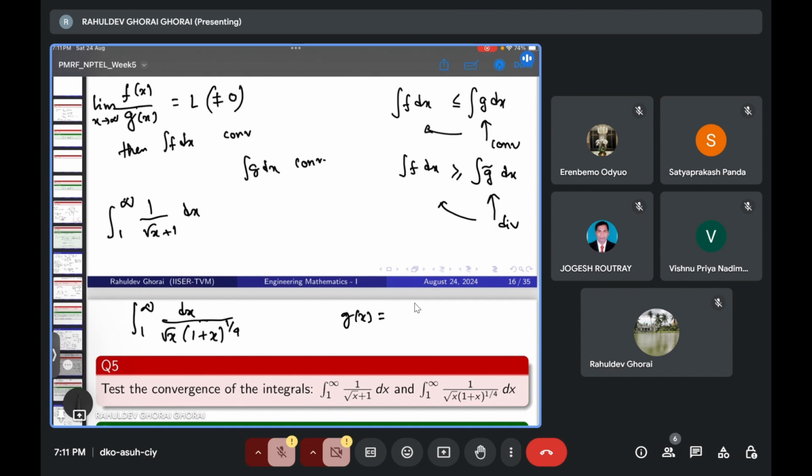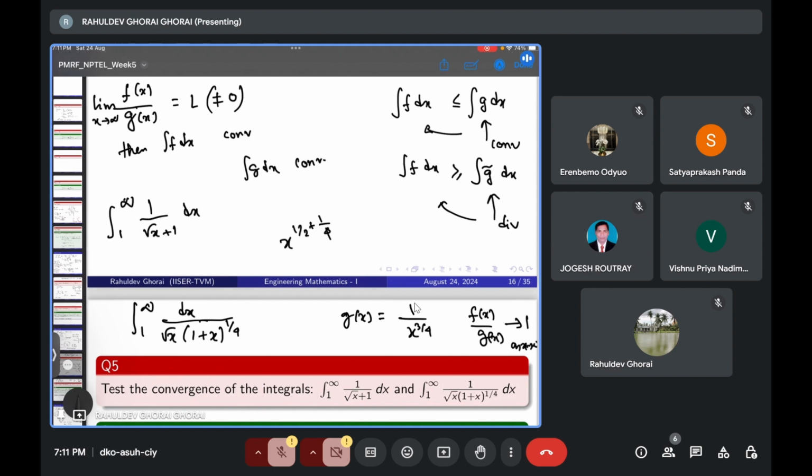Okay, so did you find the g(x) function? No. What will be the g(x) function? Similarly, the power is x to the power half and x to the 1 by 4. So it's 1 by half plus 1 by 4 type of thing if you take. So g(x) will be 1 over x to the power 3 by 4, and if you take f(x) over g(x), that will converge to 1 as x tends to infinity.